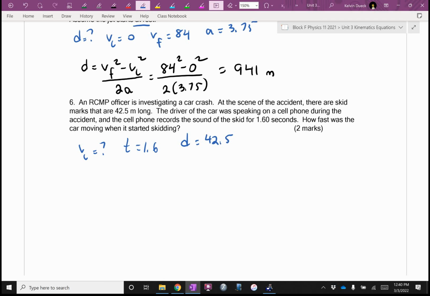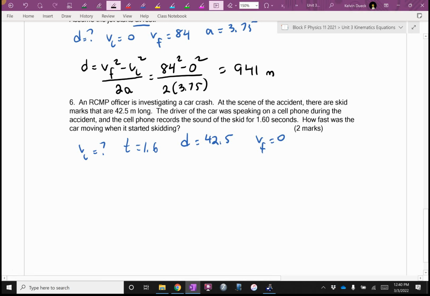Oh, what's VF for every car accident ever? Okay, so I won't tell you that. I'll expect you know enough physics to kind of figure that one out. So again, it's going to be the one with the brackets in it. D equals bracket VI plus VF close bracket times T over 2.